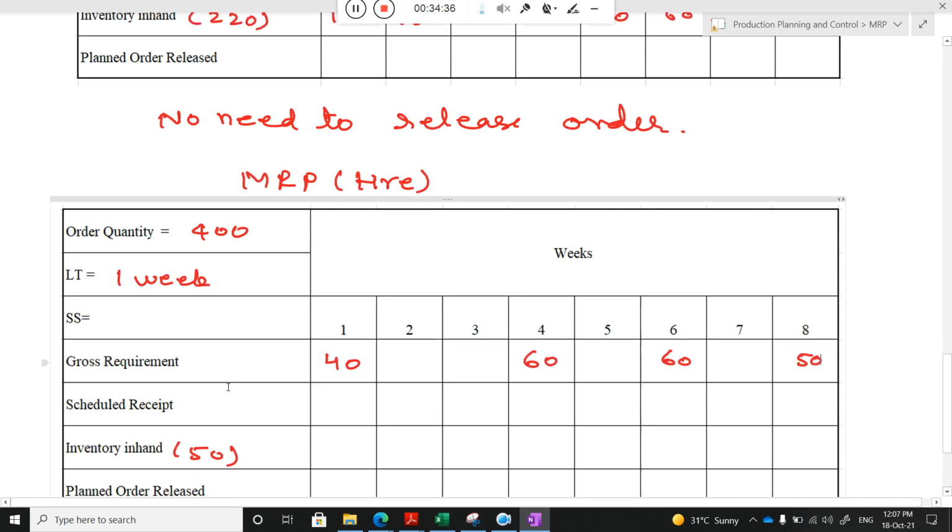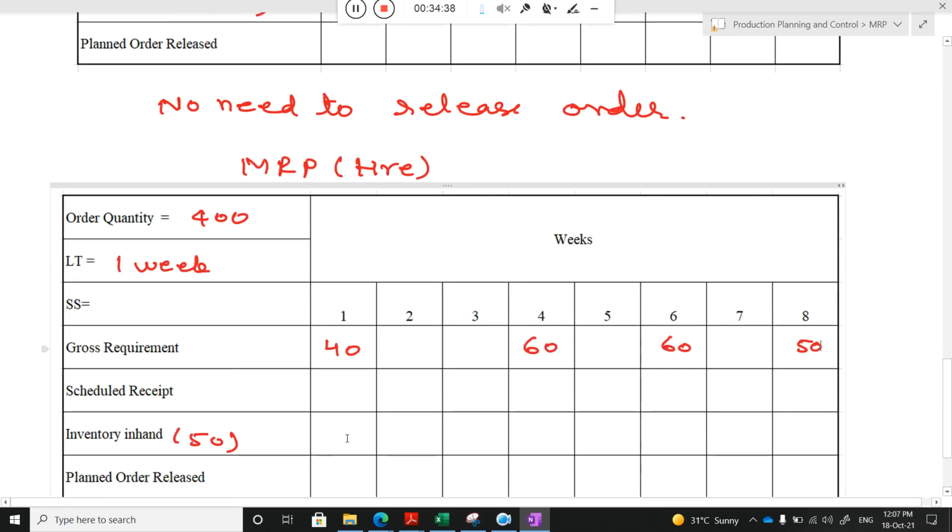Inventory in hand means the inventory available right now in my plant, that is 50. Can you tell me the available inventory in my plant at week 1? 10. Very good. For week 2? 10. Very good. For week 3? 10.